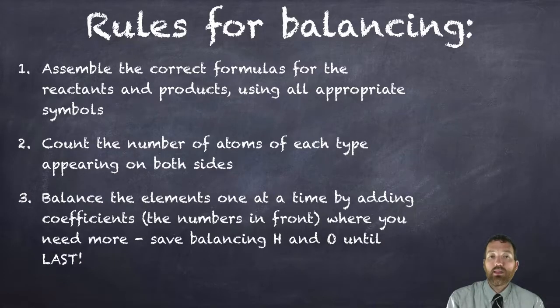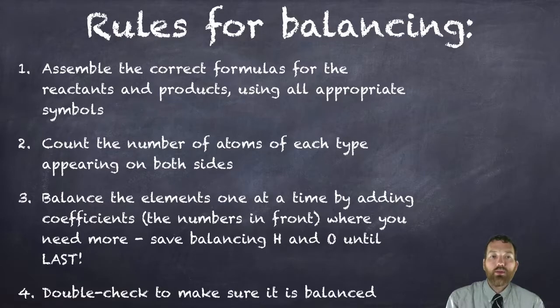A helpful hint is to save balancing hydrogen and oxygen until last. I like to save oxygen for the very last. It just works out better that way. And the last step is to double check to make sure it's balanced. The only way to get a balanced chemical equation wrong on a test is to leave it wrong. I know you can all multiply and add, and if your numbers don't equal on both sides, then you shouldn't move on to the next question. You should erase everything and try again.